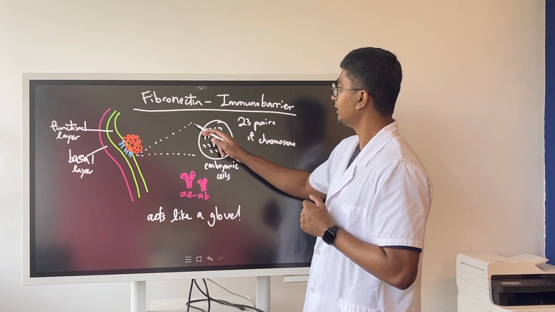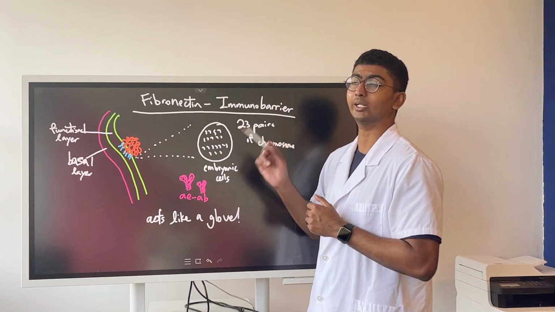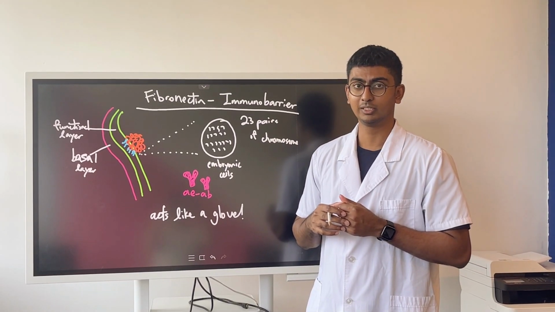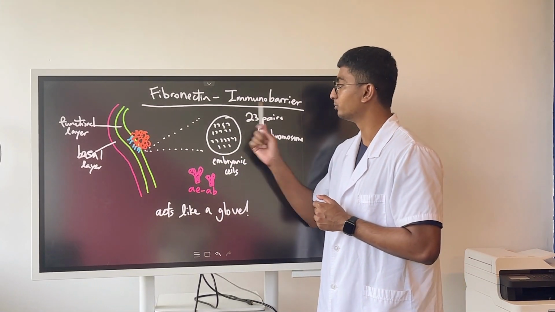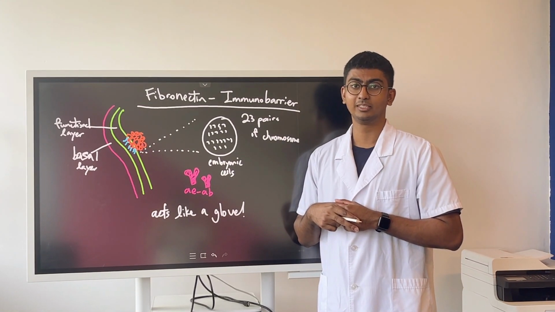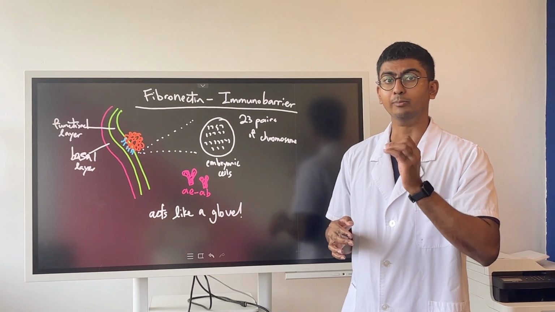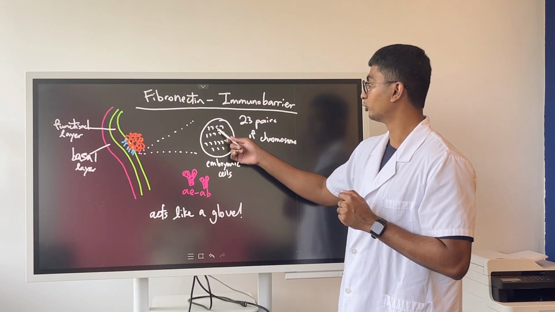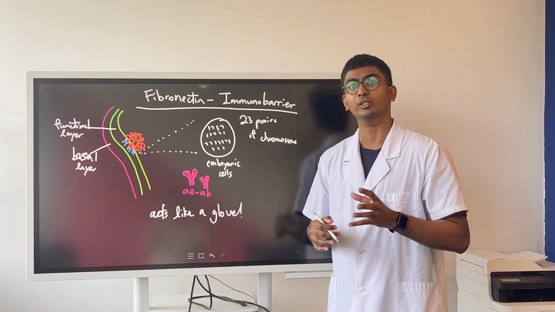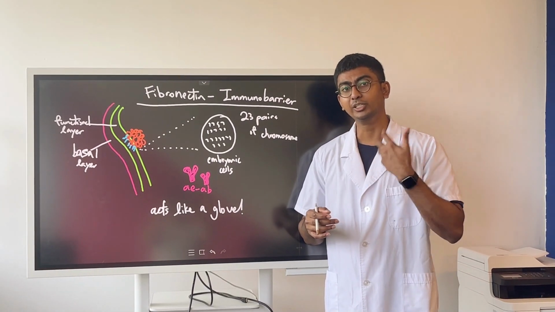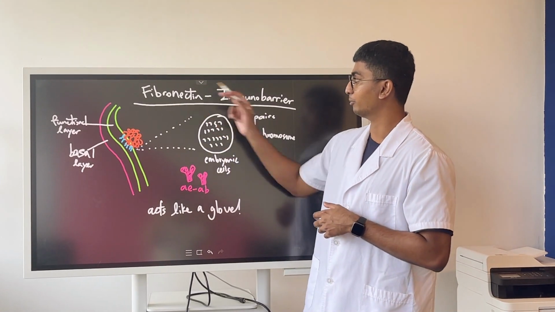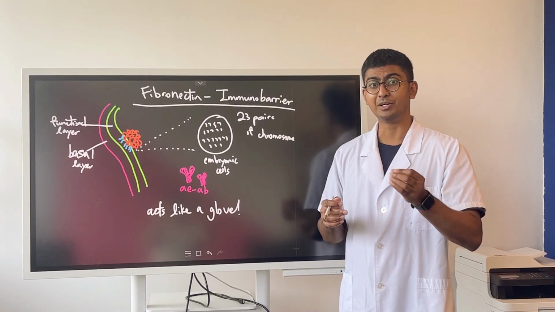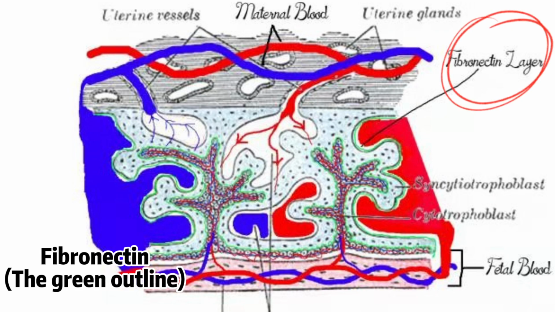Now, each of these embryonic cells carry 23 pairs of chromosomes. Now, these anti-embryonic antibodies actually target chromosome number 2 inside the embryonic cells. Now, why is chromosome number 2 so important? It's because chromosome number 2 is responsible for the manufacturing, or secretion, production of a very important protein known as fibronectin. Now, fibronectin is very important because it has a function of being an immunological barrier.